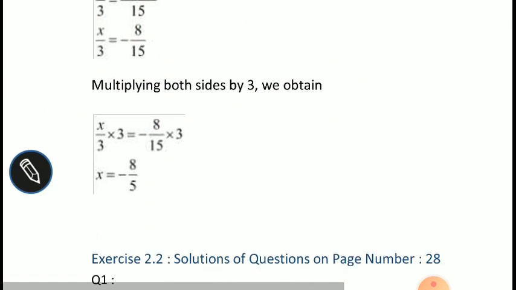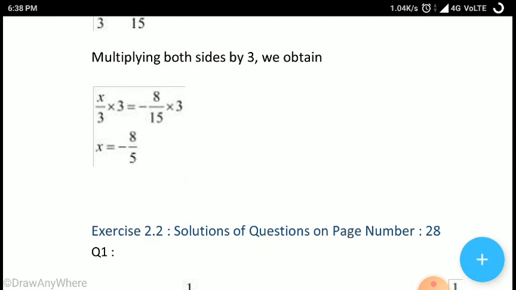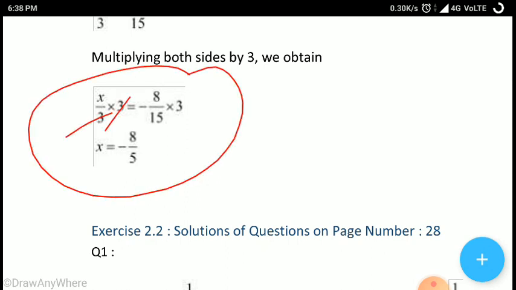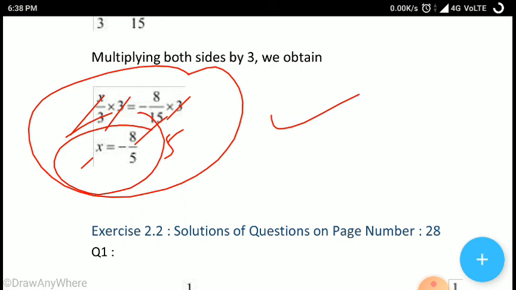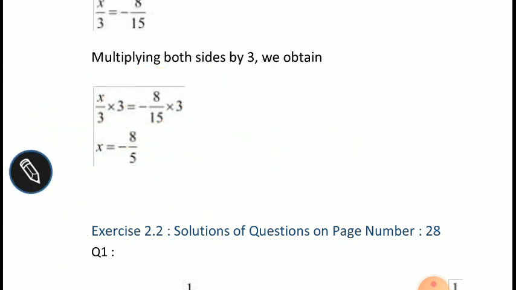Now see, multiply both sides by 3. So 3 is cut here, and 3 times 5 is 15. So x is equal to minus 8 upon 5 is our answer. Okay students, so here we completed our exercise number 2.1.